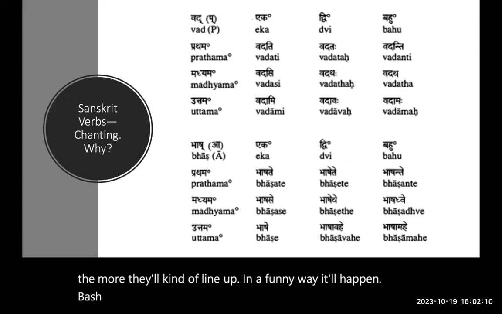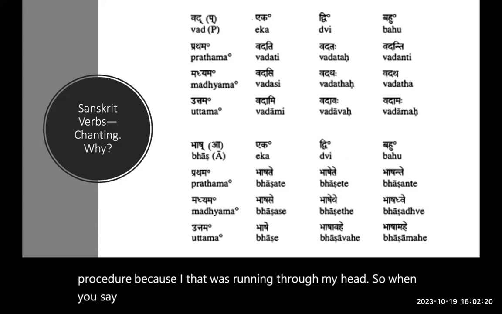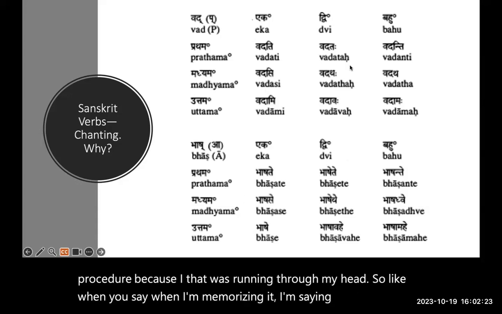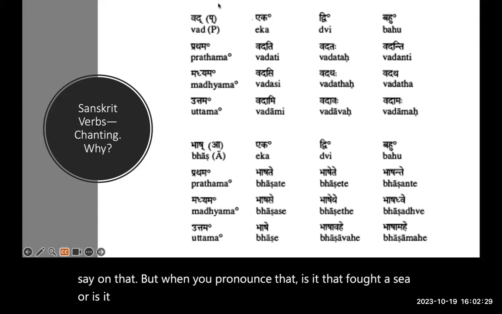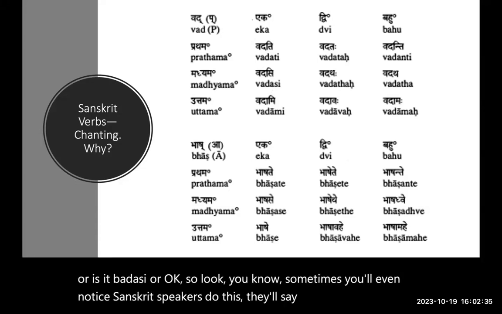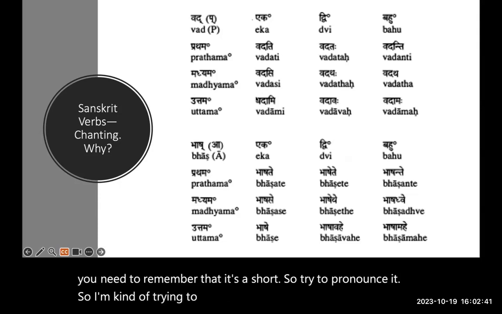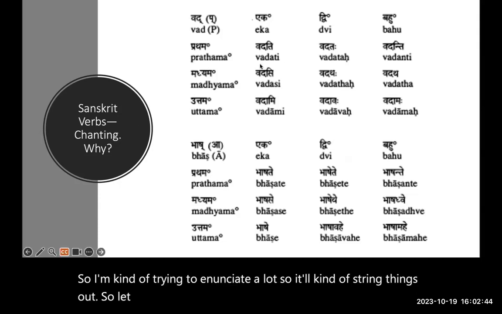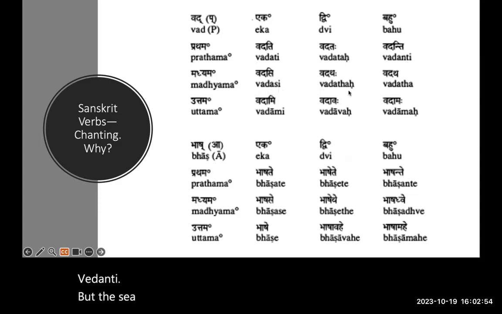Can I ask you about the first one and just the pronunciation? Sure. When I'm memorizing it, I'm saying vadasi, vadataha. When you pronounce that, is it a short a or a long a? Okay, so sometimes you'll even notice Sanskrit speakers say short a's like long a's. You need to remember that it's a short a, so try to pronounce it. I'm kind of trying to enunciate a lot, so it'll string things out. Let me try to do this really clearly. Vadati, vadataha, vadanti. Vadasi, vadataha, vadatha.